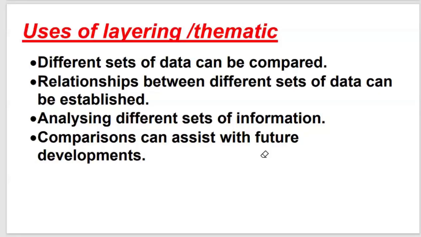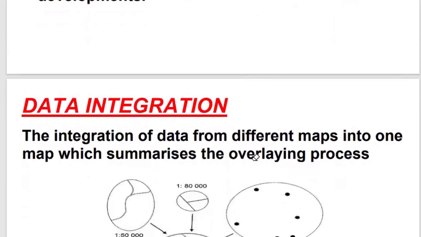layering effect. Or we want to relate farming activities to settlements. We can actually see the relationship by bringing the data layers together. We layer them or we project them, and we are able to integrate them and see the relationship. Then analyzing different sets of information. Yes, you can analyze different sets of information by splitting the data sets into different data layers, or comparisons can assist with future developments. We can make informed decisions about the future through analysis of the different data sets and the relationship between the different thematic layers.